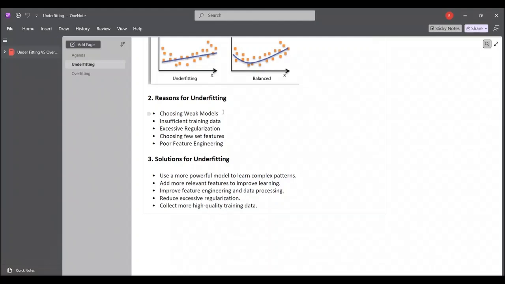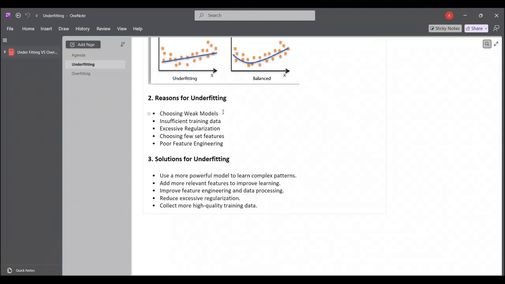Let's talk about the solutions for underfitting. Fortunately, underfitting can be corrected using several techniques. One solution is to use a more powerful or complex machine learning model. Advanced algorithms can capture more complex relationships within the data. Another solution is to train the model for a longer period. Increasing the number of training iterations or epochs allows the model to learn more effectively.